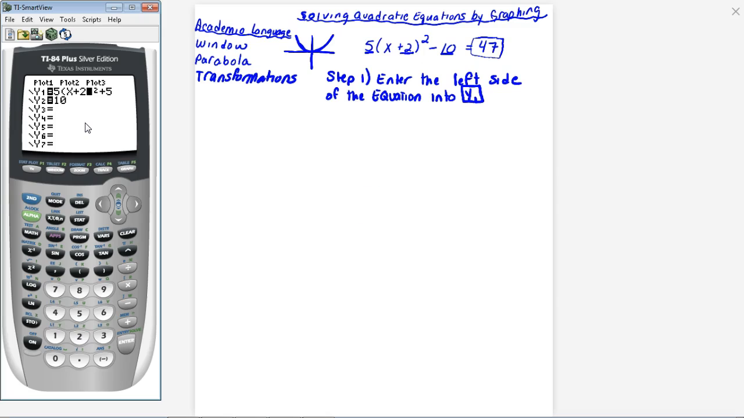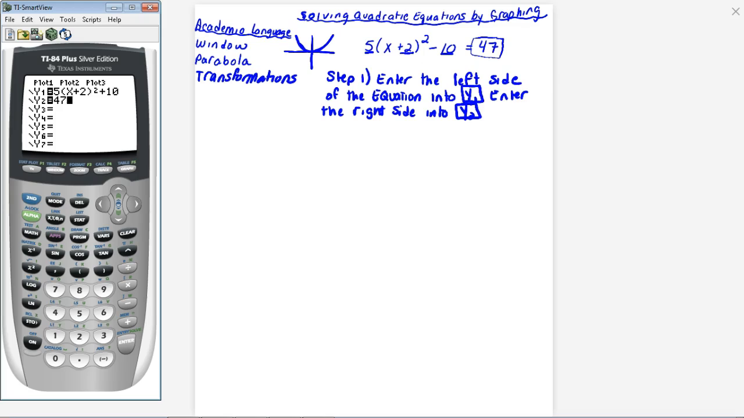squared minus 10 equals, okay? So that's just the left side of the equal sign. And then also step 1 is we're going to enter the right side into, and you guys have probably already figured this out, y2. Okay, so let's go over, and it's 47.